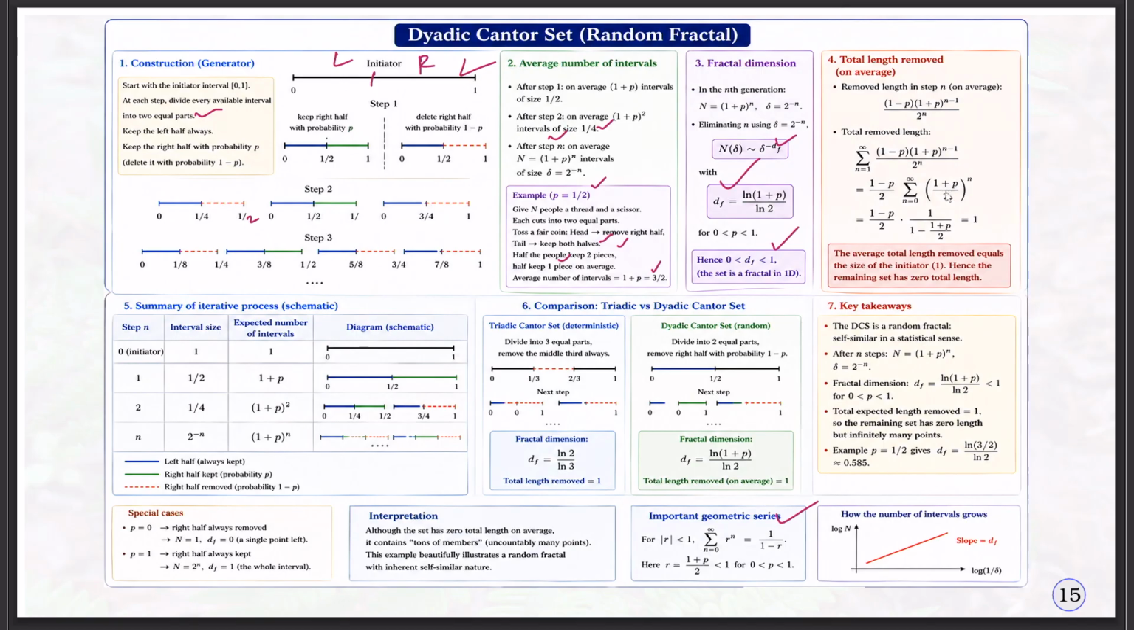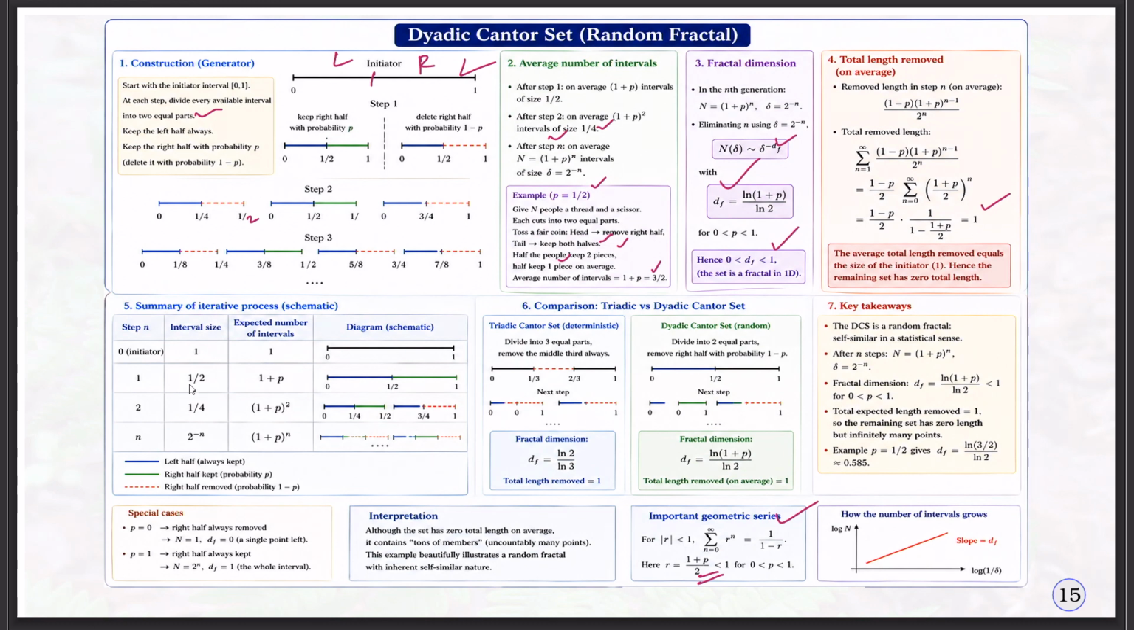Now, 1 plus p by 2 is less than 1, because p lies between 0 and 1. This quantity is less than 1, therefore this series converges to 1. Now, in summary, for each interval we have one initiator, one interval of size 1, and the expected number of intervals is 1. The diagram is like this.